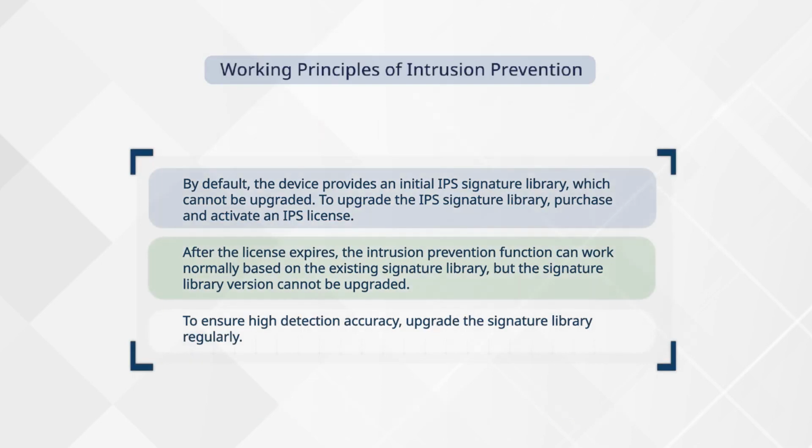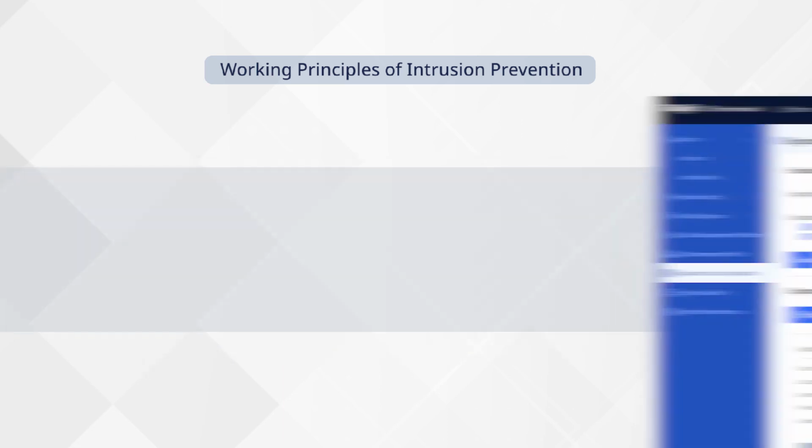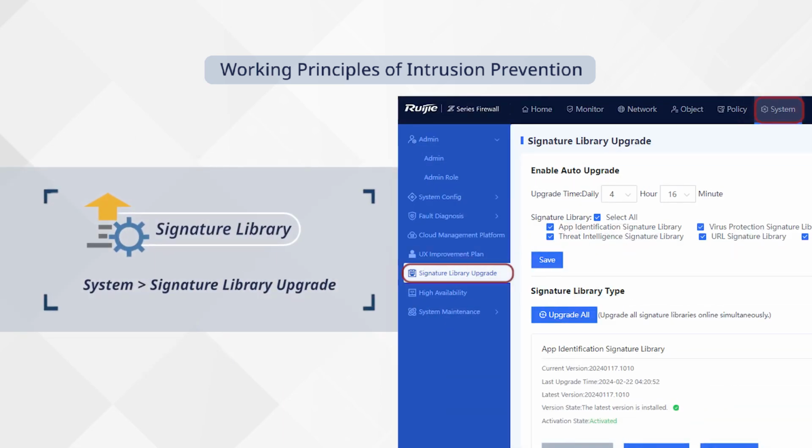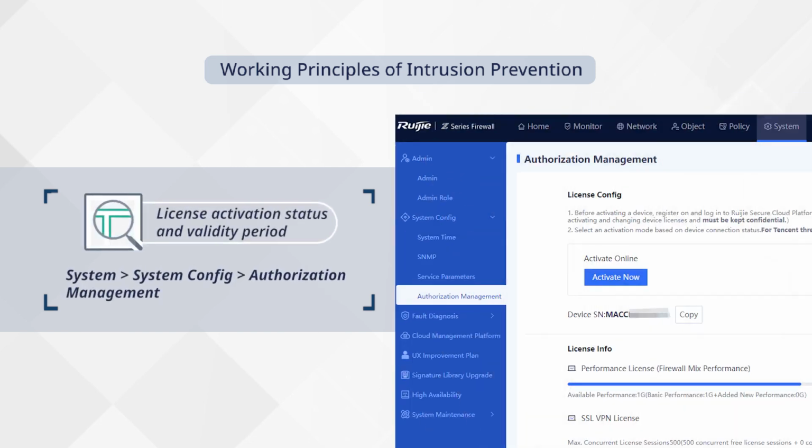By default, the device provides an initial IPS signature library, which cannot be upgraded. To upgrade the IPS signature library, purchase and activate an IPS license. After the license expires, the intrusion prevention function can work normally based on the existing signature library, but the signature library version cannot be upgraded. To ensure high detection accuracy, upgrade the signature library regularly. To upgrade the signature library, choose System > Signature Library Upgrade. To view the license activation status and validity period, choose System > Config > Authorization Management.